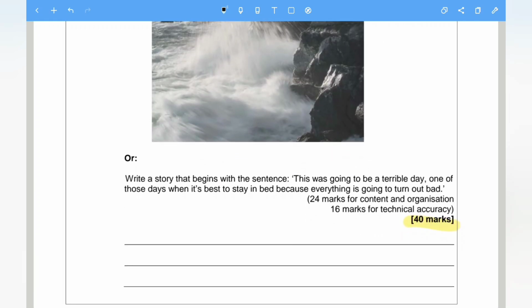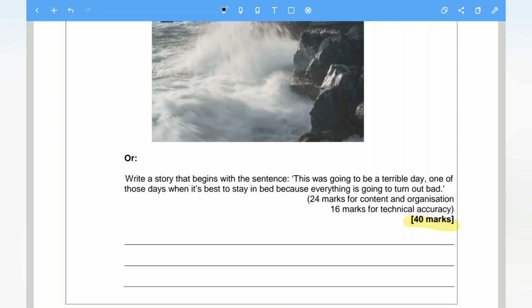The second option is to write a story that begins with the sentence, "This was going to be a terrible day, one of those days when it's best to stay in bed because everything is going to turn out bad." Now, this is a narrative, so you'll have one or two events, and you may have some dialogue and perhaps 2 to 3 characters. As it's only 45 minutes, you don't have time to write an entire story. So you are not expected to finish it from beginning all the way to the end. If you can practice, you eventually will make progress, and you will surprise yourself with how well you've done for this question.